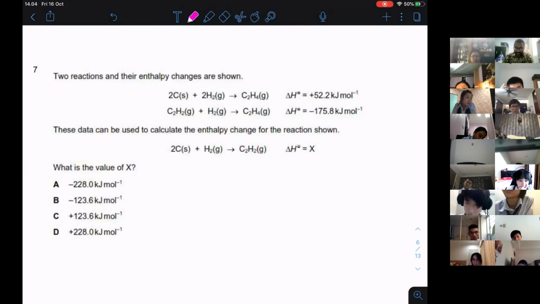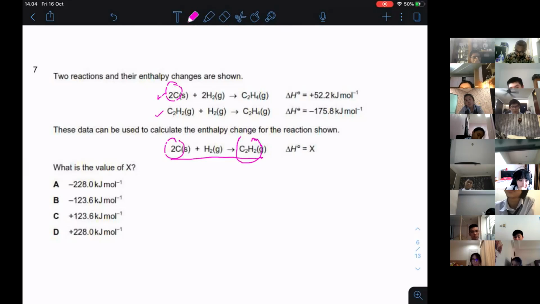You see you are given two reactions, then you want to calculate the given reaction. So what you need to do: 2C is there, and then I want C2H2 on my right hand side. So I need to change this equation. I'm going to get C2H4 to give me C2H2 plus H2. This is going to be delta H positive 175.8.